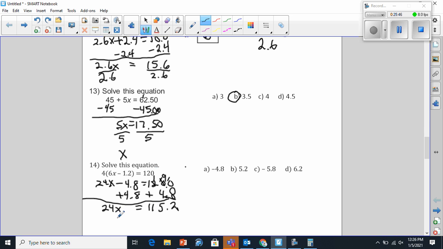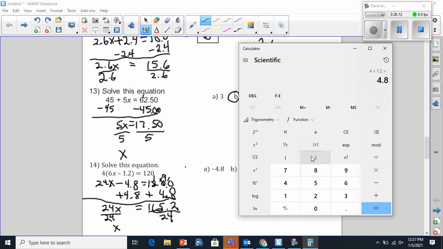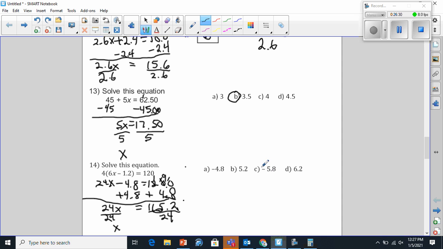Now I see I got 24x, and I have to get rid of that 24, so I'll divide it by 24, and it becomes x all by itself. But whatever I divide from one side, I have to be willing to divide from the other side. So this is 115.2 divided by 24. That's going to leave me 4.8. So let's see. So the only possible answer I see is A, 4.8.